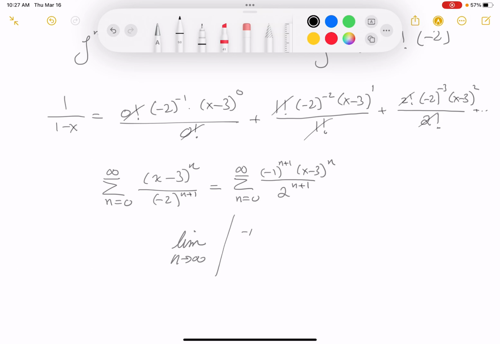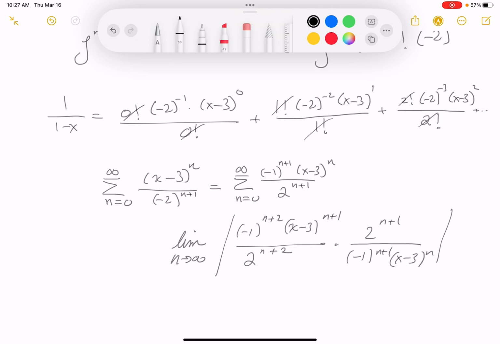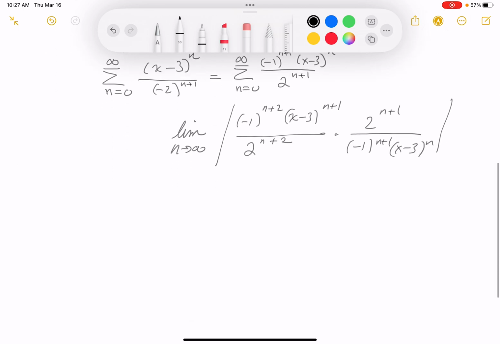That's going to be minus 1. Let's see, n plus 1 is n plus 2. And it's going to be (x minus 3) to the n plus 1 over 2. N plus 1 is going to be n plus 2, times the reciprocal. All right, that's okay. I've got to simplify that though, don't I?